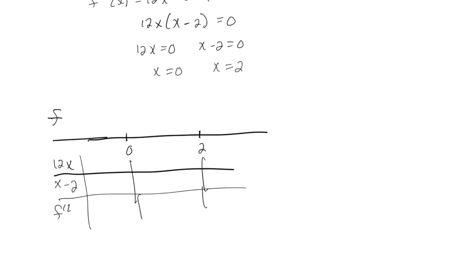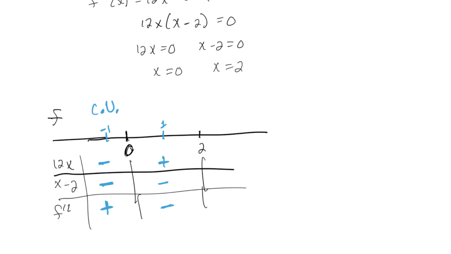So to the left of x equals 0, I'm going to pick -1. Plug it into the factor 12 times x. That's going to give me -12. -1 minus 2 is going to give me -3. Negative times a negative is a positive. So I know my function's concave up when I'm to the left of x equals 0. There's my 0 of my second derivative. Then I'm going to pick a test point between 0 and 2. I'm going to pick x equals 1. So 12x, 12 times 1 would give me positive 12. And then 1 minus 2 would give me -1. So positive times negative is negative.